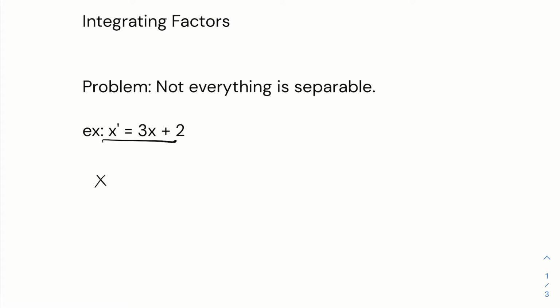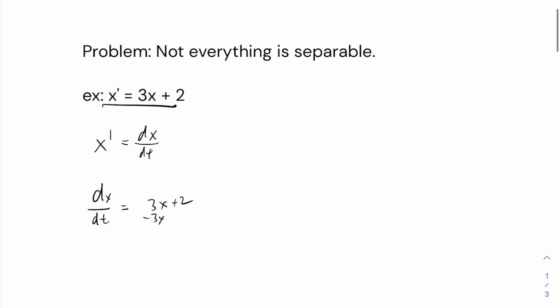Well, we would try, okay, x prime equals dx dt. So dx dt equals 3x plus 2. You can subtract 3x, I guess, and you get dx minus 3x over dt equals 2. Well, that doesn't work. What are you going to do with that? You can't really do anything there.